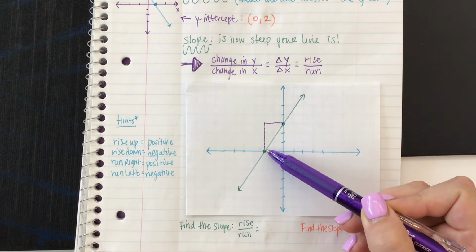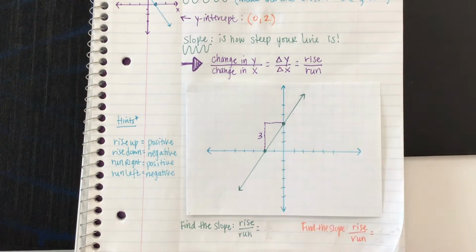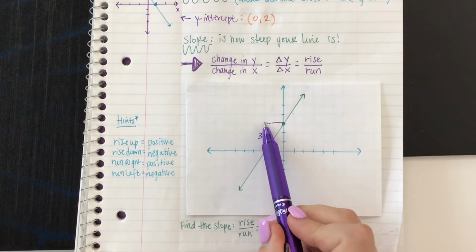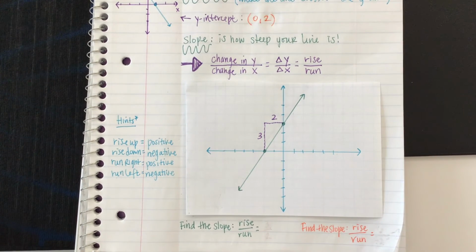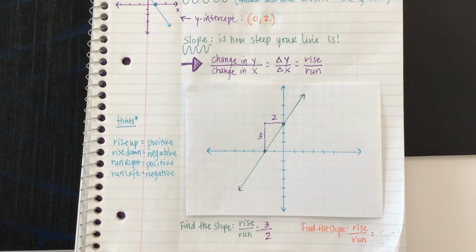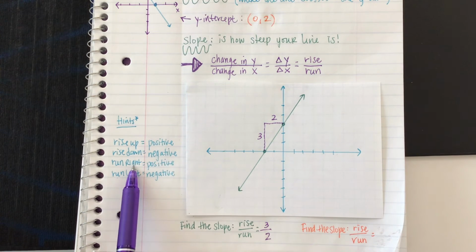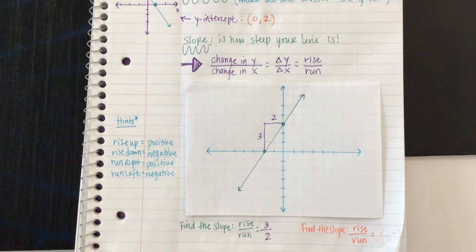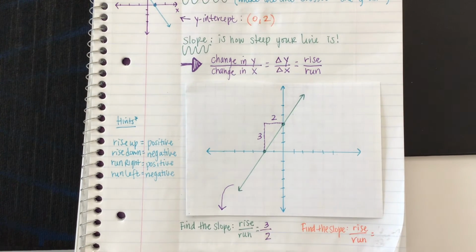So from here, we are rising 1, 2, 3 units up, and we are running 1, 2 units to the right. So for the slope of this line, the rise is 3, the run is 2, and it's positive because when you go up, it's positive, and when you go to the right, it's also positive. Okay, so the slope of this green line is positive 3 over 2.